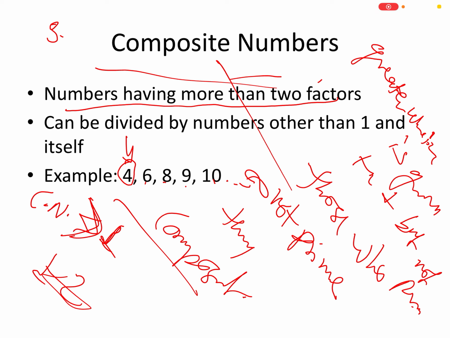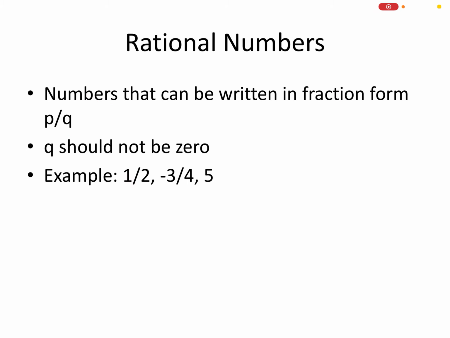Again, in the case of composite numbers, we can say all composite numbers are natural numbers, all composite numbers are whole numbers, but we cannot say all natural and whole numbers are composite numbers. Alright, now talking about the most important number, the rational number. The definition of a rational number is, when the number is present in the form of p by q, these numbers can be called rational numbers.